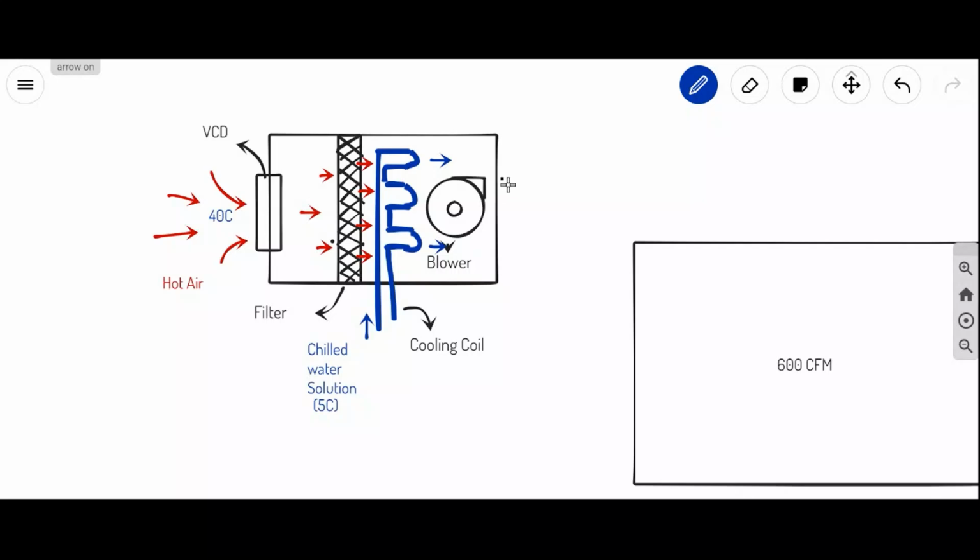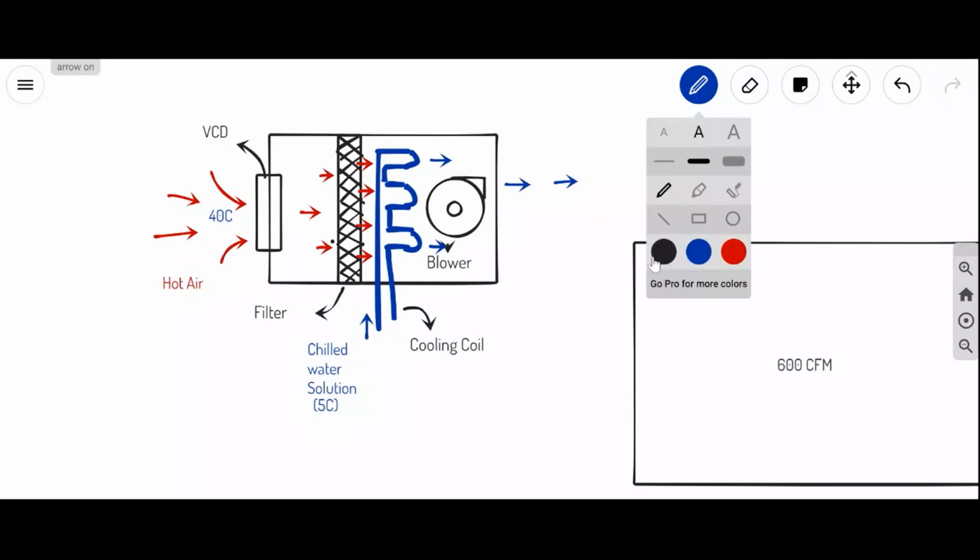Now this air we need to take to the condition space. Space को हमें कहाँ condition करना है? That condition space को लेके जाना पड़ेगा. To take this air to the condition space, we need to create a path. हमें क्या करना पड़ेगा? Path create करना है.